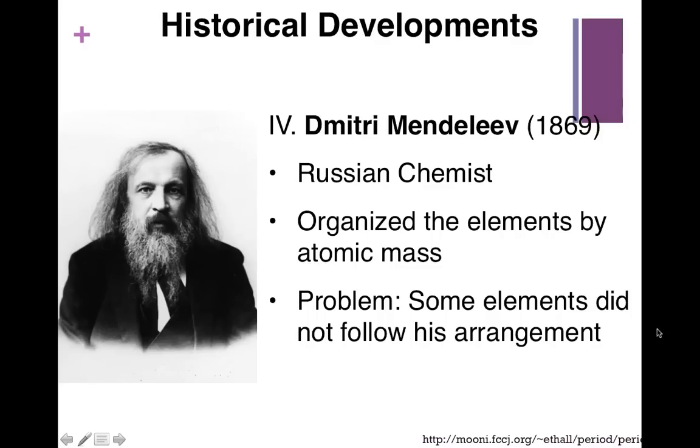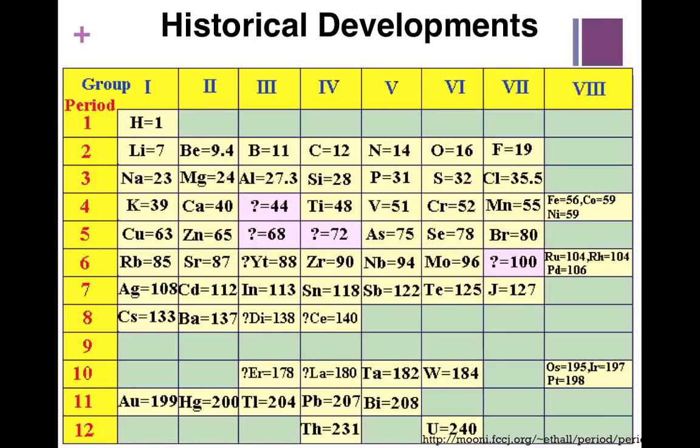The problem today, and why we don't use his table, is that some elements did not really follow this arrangement. So here's an example of his. And you can tell we're starting to look a little bit better now. We have hydrogen, lithium, beryllium, boron, carbon, nitrogen, oxygen, fluorine. That kind of looks like ours right now, but you can tell that it is by atomic mass. So manganese and chromium are out of place compared to ours now.